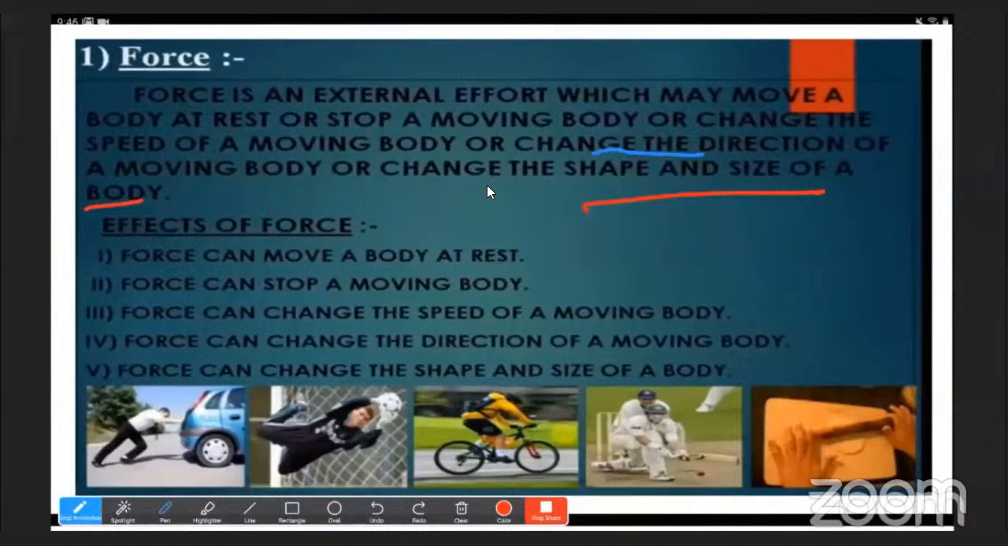Yes? So here, effects of force given that force can move a body at rest. And force can stop a moving body. And force can change the speed of a moving body. Yes, force can change the speed of a moving body. And force can change the direction of a moving body. Yes, force can change the shape and size of a body.